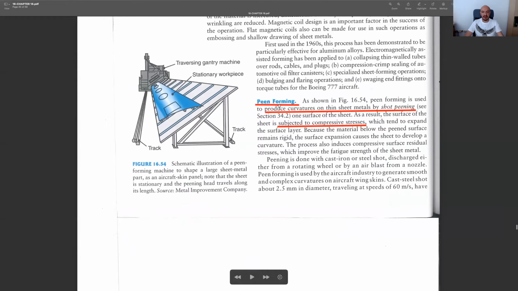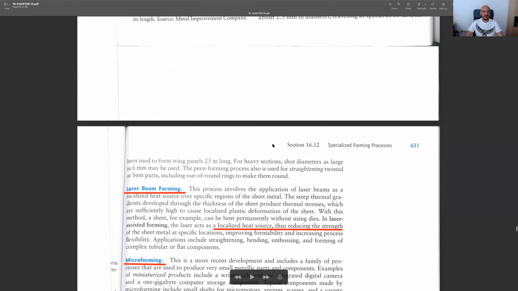Then we have peen forming. In peen forming, we make use of a shot peening operation. We have little particles, and these are shot onto the workpiece. With the help of them, we obtain some curvatures on the flat surface. And we can do it on very long shapes. So again, this may be highly useful for the aerospace industry. With the help of these compressive stresses due to the shots, we obtain much better properties on the surfaces.